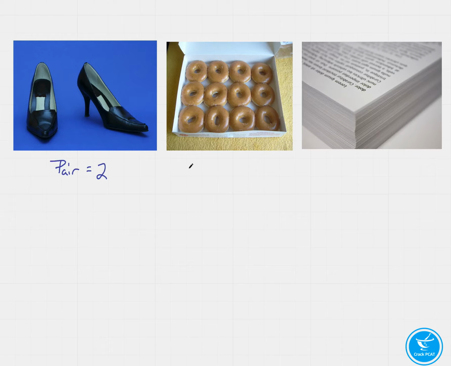Here we have a dozen donuts. A dozen represents a very specific number, the number 12. Here we have a ream of paper. And a ream of anything is approximately 500 sheets of paper in this instance. So each of them has a very specific term that's used to describe a very specific quantity.